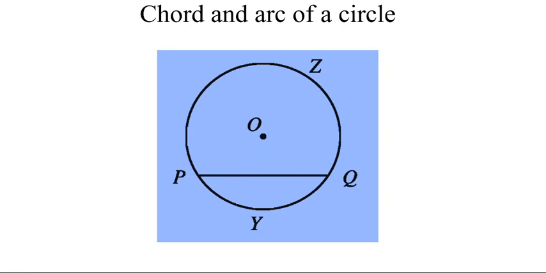Taking two points Y and Z on two sides of the chord, we get two parts, PYQ and PZQ. Each part of a circle divided by the chord is called an arc of the circle, or in brief an arc. In this figure, the two arcs PYQ and PZQ are produced by the chord PQ. The line segment joining any two points of a circle is a chord of the circle. A chord divides a circle into two arcs.